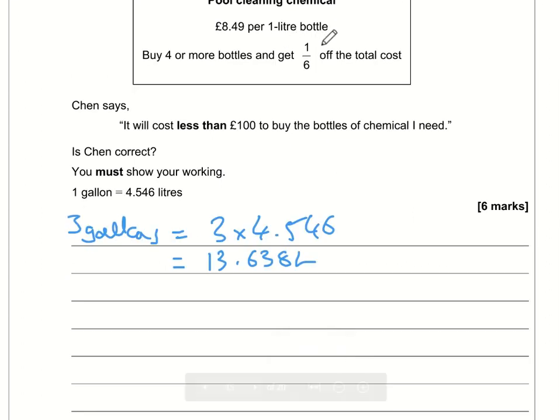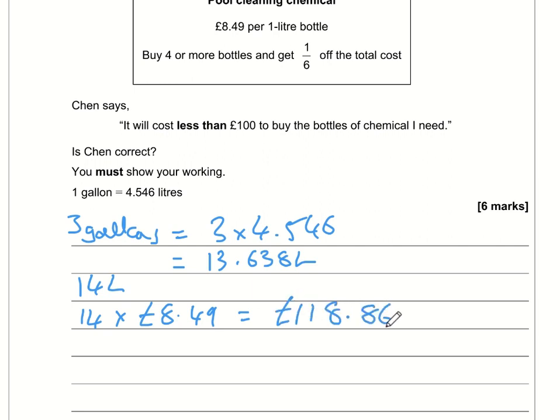Okay, let's have a bit more space. It's per 1 litre bottle, so if you can only buy 1 litre at a time, then we're going to have to round this up to 14 litres. So 14 bottles. So 14 bottles multiplied by £8.49, that comes to a total of £118.86.